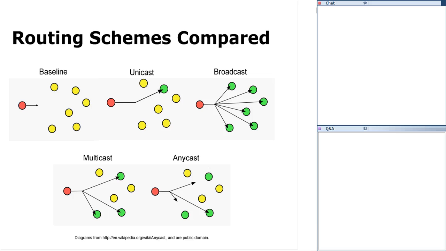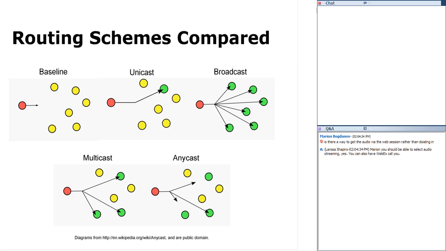An intermediate position is what we call multicast, whereby one machine sends one packet out into the network, and a series of machines that have chosen to subscribe to a particular multicast group will get copies of that packet. But still, the originating machine only sends one packet out.